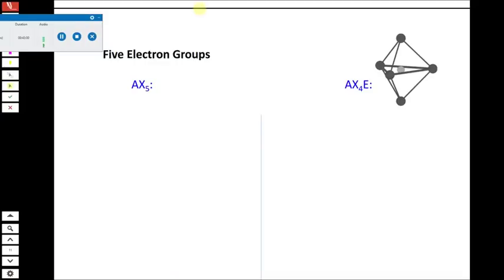And so that electron group arrangement is called trigonal bipyramidal. So it's a trigonal base, triangular base, and then it's bipyramidal because you have a capping atom going above and below that triangular base. Okay, so trigonal bipyramidal. And so if we have AX5 with 5 electron groups, all of them being bonded atoms, that geometry would also be trigonal bipyramidal.